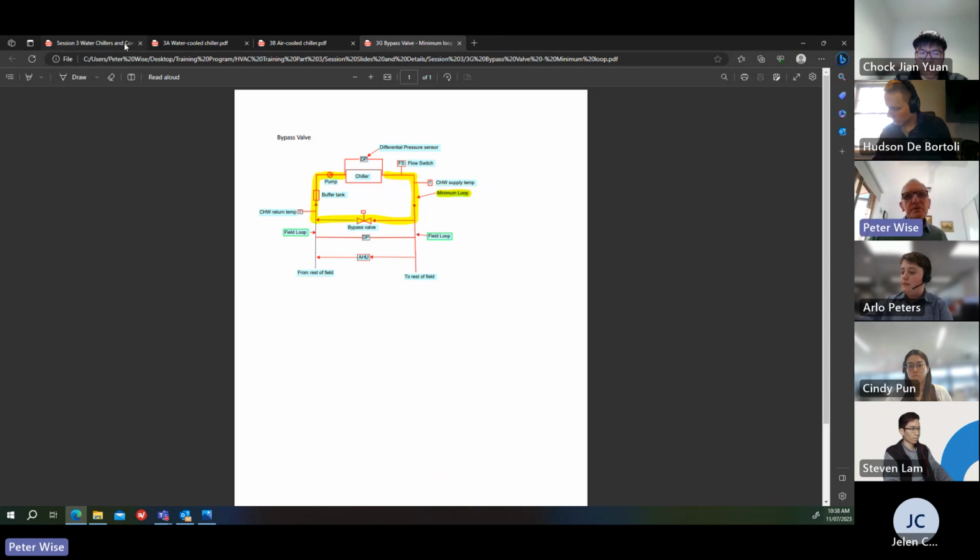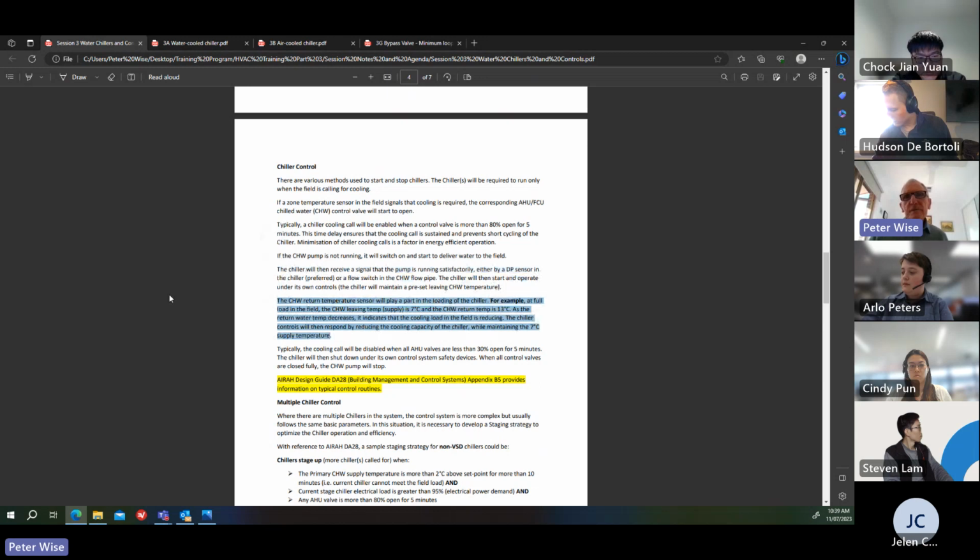The chill water return temperature sensor will play a part in the loading of the chiller. For example, at full load in the field, with the chilled water leaving temperature, the supply temperature, at 7 degrees, chill water return at 13. If the return water temperature decreases, so it's below 13, closer to the supply temperature, it's an indication that the field load is reducing. So the chiller controls will respond by reducing the cooling capacity of the chiller by whatever means, whether they start turning off compressors or slowing down the compressor, but still maintaining 7 degrees leaving temperature.